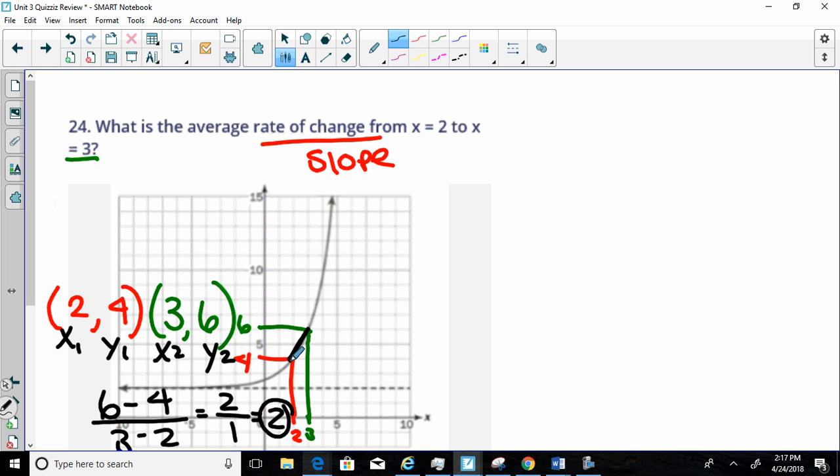Remember, rate of change means slope, right? But for this function, they're just asking from this point to this point. If I were to draw a line from one point to the other, what would the slope be? How fast does it change? 2, right? If I were to find the rate of change from here to here, what do you notice about this rate of change? Is it steeper or flatter than the other one? It's steeper, right? So as the x's go up, the average rate of change gets bigger.